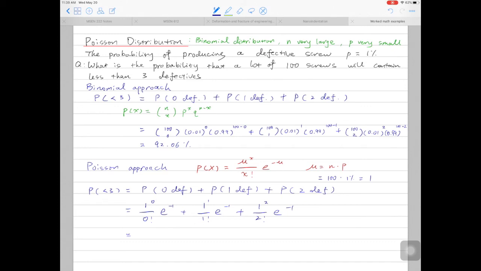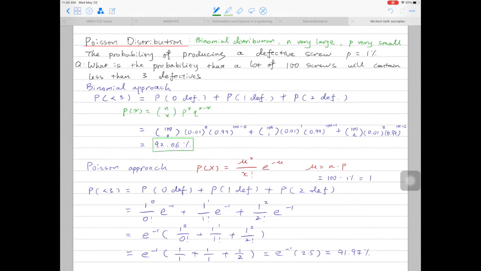We have a common factor here, which is e to the power of minus 1. Then 1 to the power of 1 is 1. 0 factorial is also 1. Then 1 over 1 plus 1 over 2. This gives us the answer 91.97%.